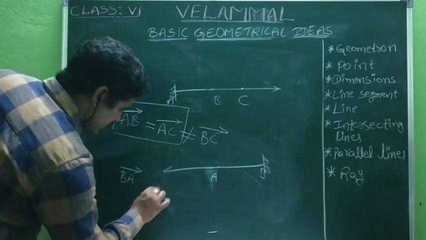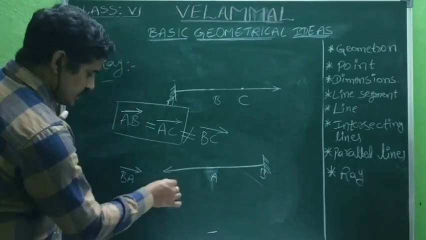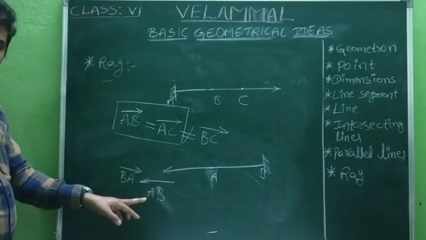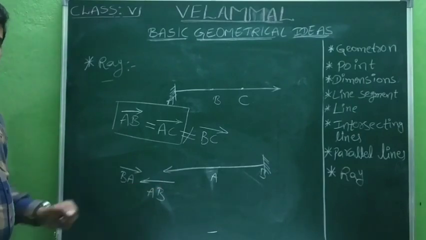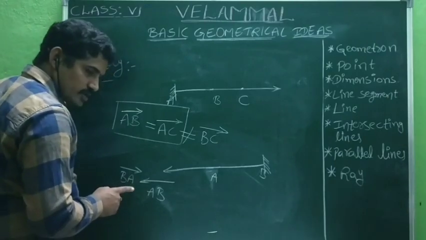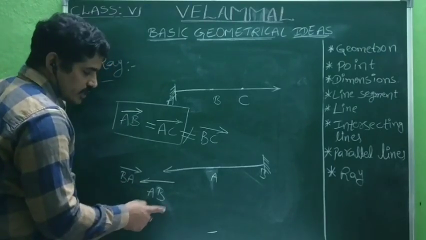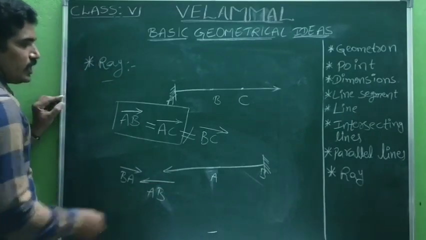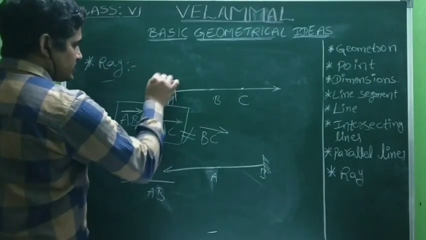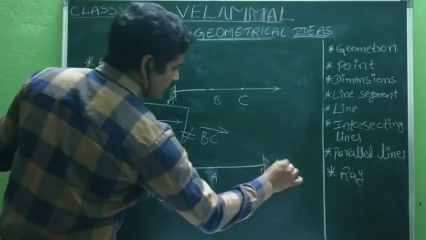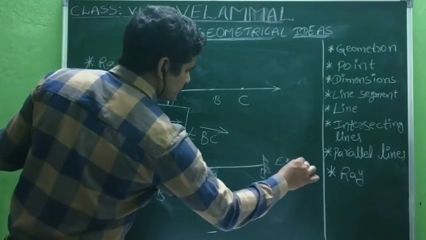Or else we can write this as AB with the ray symbol pointing towards the A direction. See, AB and BA. The BA ray we can read, or the AB ray also we can read, but the arrow mark is a must to show in which direction it is moving. This is example 1 for ray, and now I am taking example 2 for ray.